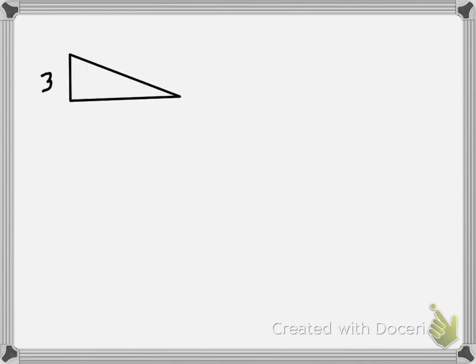Now it changes just a little bit if, instead of knowing the two legs, you know one of the legs and the value of the hypotenuse. So this time we have a right triangle where one of the legs is 3, the hypotenuse is 5, and the other leg is what we're trying to solve for.